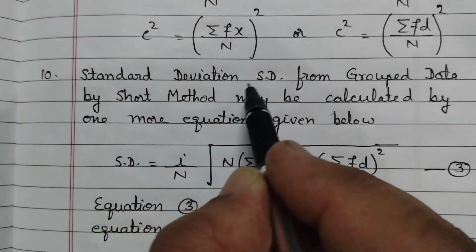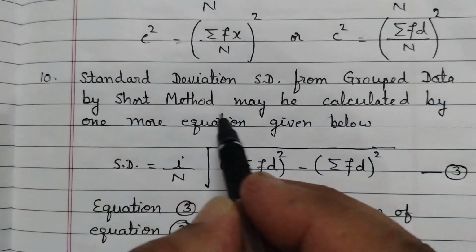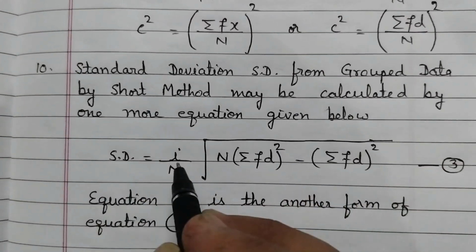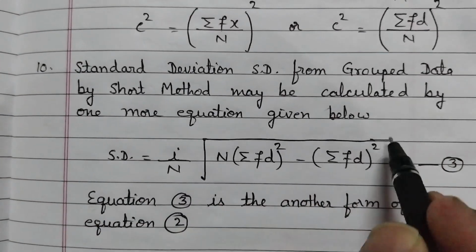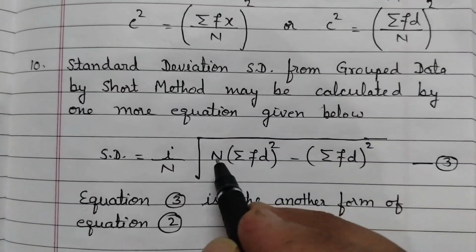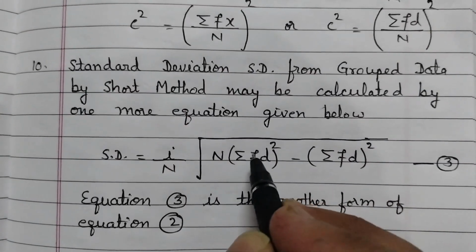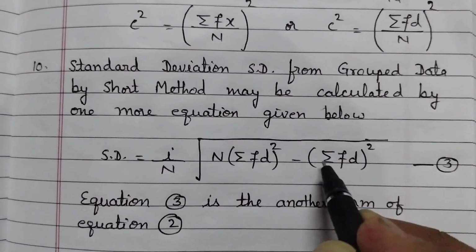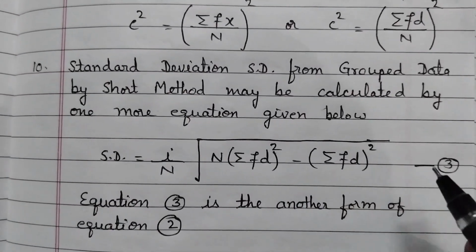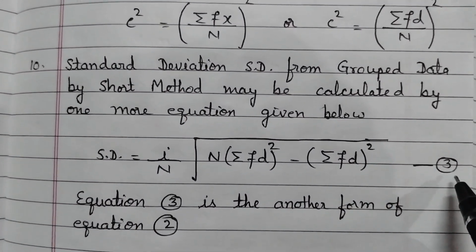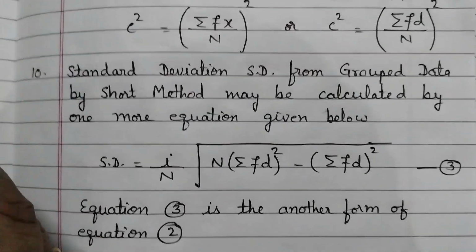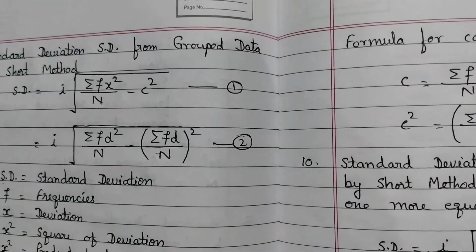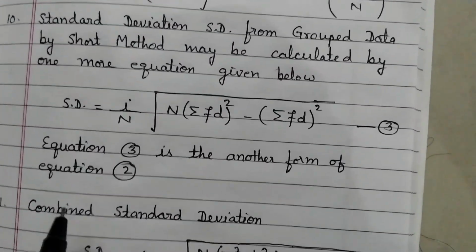Now formula 10, standard deviation SD from group data by short method may be calculated by one more equation given below. SD is equal to I by n within square root n within bracket summation FD square, minus summation FD whole square. So this equation 3 is equivalent to equation 2. In part 18 I have proved that these two equations, equation 2 and 3, are the same.